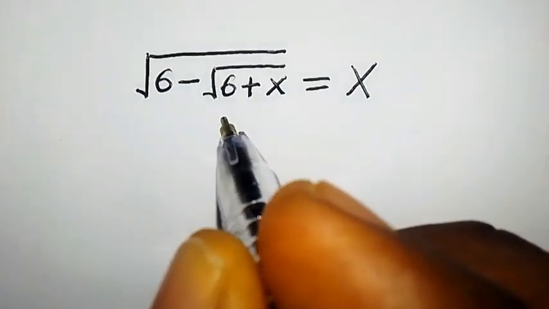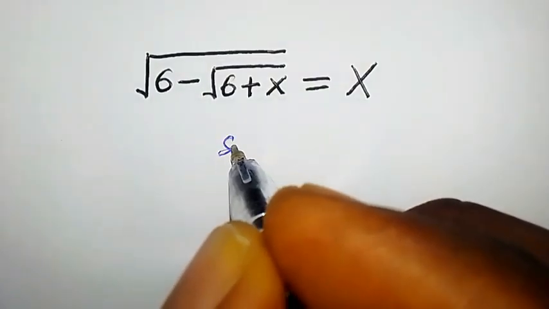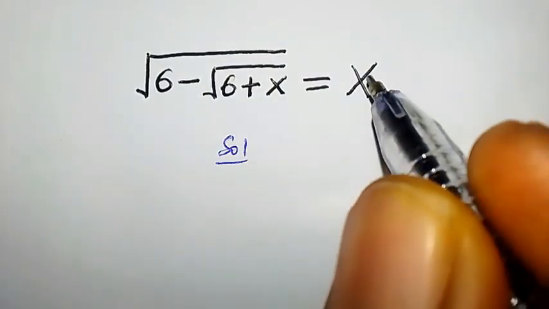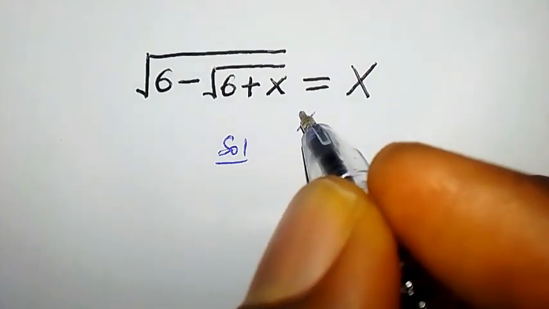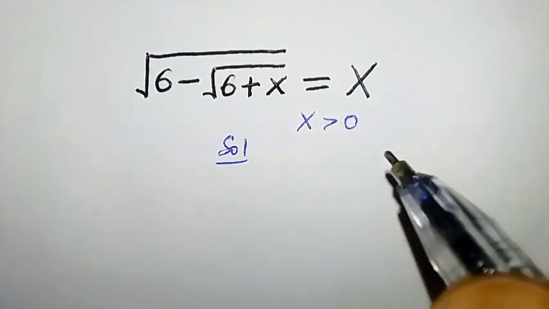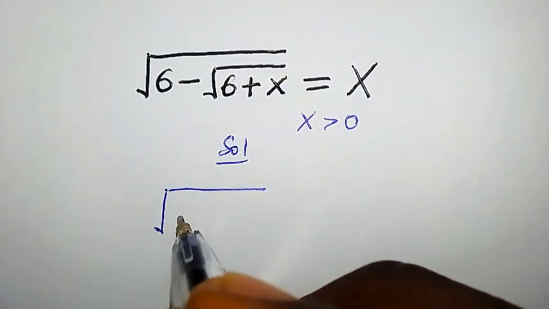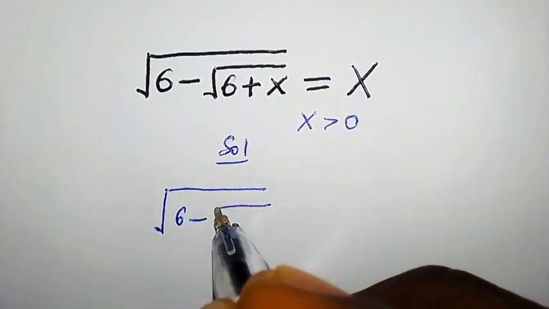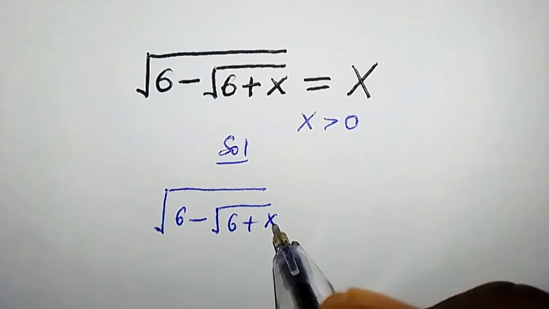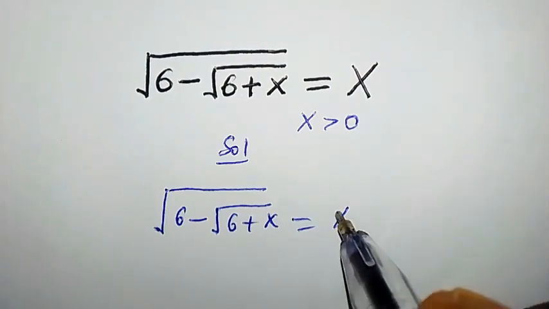Hello, how do we solve this algebra question? Solution. Before we continue, we have a condition for x. And the condition is that x is greater than 0. So let's continue. We have square root of 6 minus square root of 6 plus x equal to x.